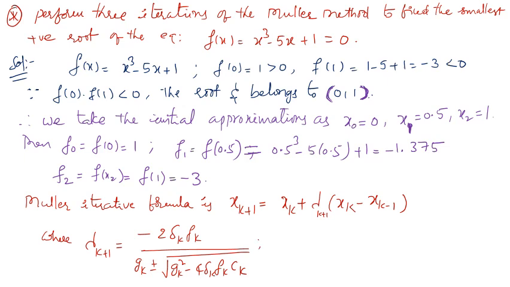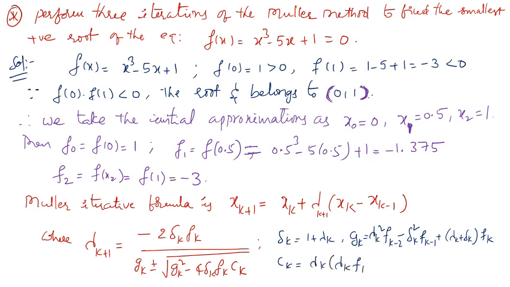and here are the other required values. Required values: first one, delta k equal to 1 plus lambda k; next one, gk value is lambda k square fk minus 2 minus delta k square fk minus 1 plus lambda k plus delta k into fk; and ck value is lambda k into lambda k fk minus 2 minus delta k fk minus 1 plus fk. Okay, this is the complete picture of Muller method, right?